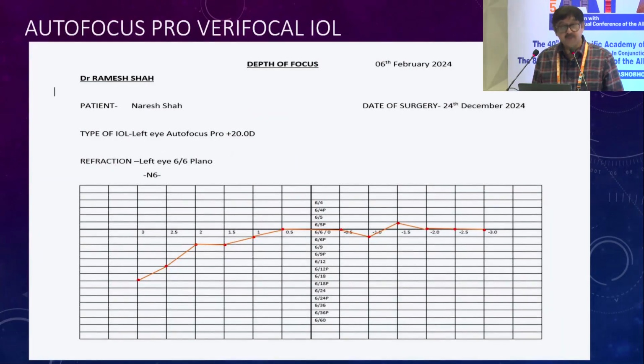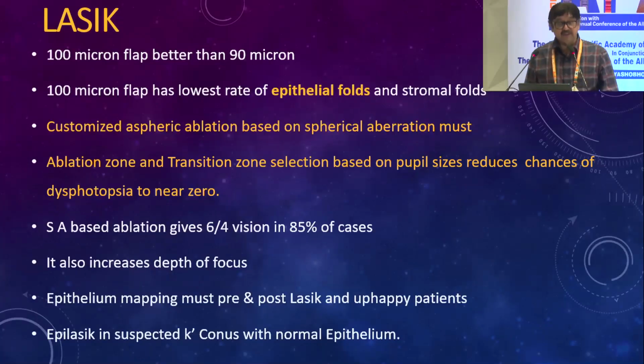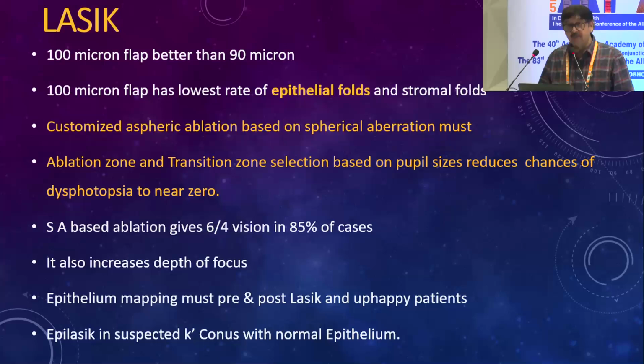This is one example. Coming to LASIK, which I learned in the last 5 years, a 100 micron flap is better than 90 micron. A 100 micron flap has the lowest rate of epithelial fold. This is one concept which I feel is new, and it reduces the incidence of stromal folds. Customized aspheric ablation based on spherical aberration is a must. Ablation zone and transition zones are decided according to the size of the pupil, photopic and scotopic. It reduces chances of negative dysphotopsia to near zero.